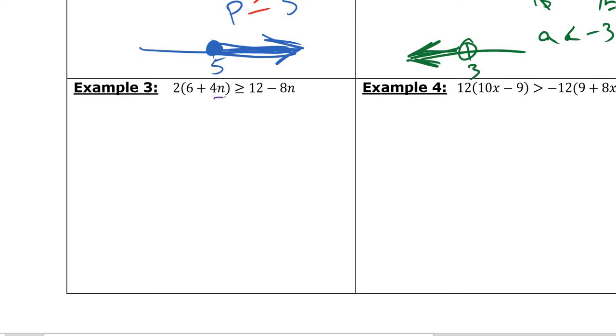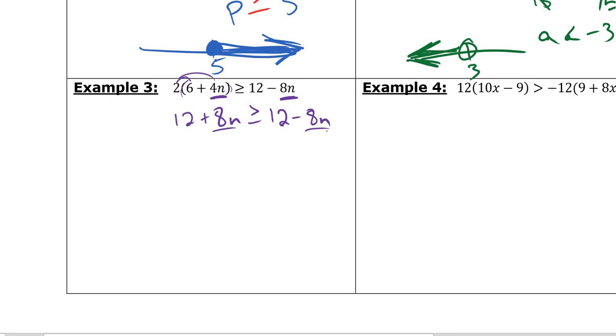We have an n here and an n here. We want to combine them, but before I can bring these 2 n's together, I notice there are parentheses, so I need to get rid of that first. Distribute. 2 times 6 is 12. 2 times 4 is 8n. Greater than or equal to 12 minus 8n.